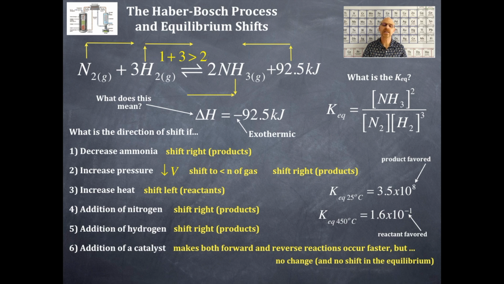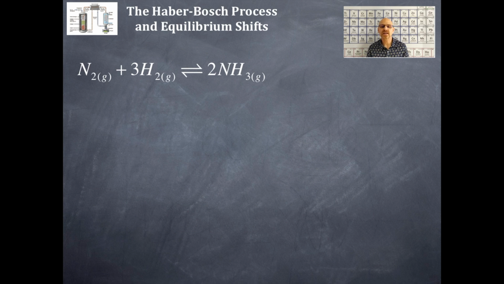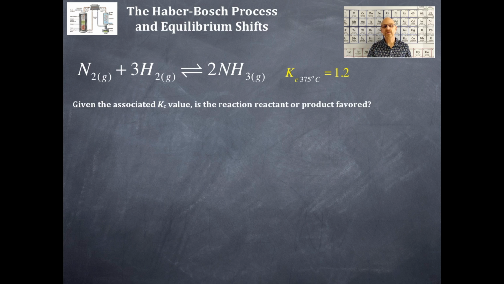Hopefully that worked out. Okay, we got some more examples here. So here we go, the same equation. I won't have to do that again. Now the Kc for this one, at 375, is going to be 1.2. Given the associated Kc value, is the reaction reactant or product favored? Is 1.2 greater than 1 or less than 1? Well, of course, the Kc here is greater than 1, and if it's greater than 1, then it is product favored.